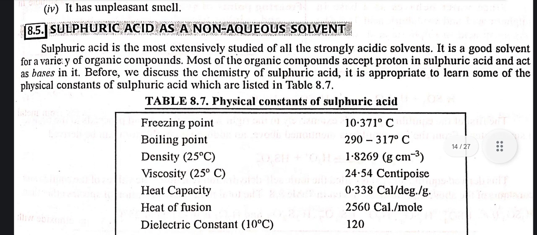Sulfuric acid as a non-aqueous solvent. Sulfuric acid is the most extensively studied of all the strongly acidic solvents. It is a good solvent for a variety of organic compounds. Most of the organic compounds accept protons in sulfuric acid and act as bases in it. Before we discuss the chemistry of sulfuric acid, it is appropriate to learn some of the physical constants of sulfuric acid.